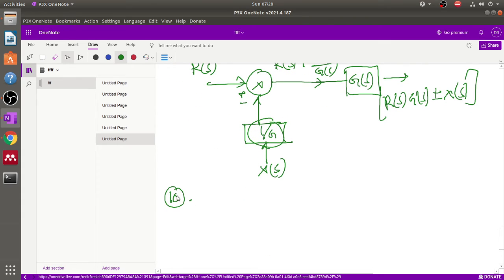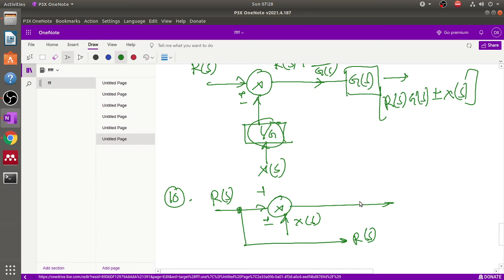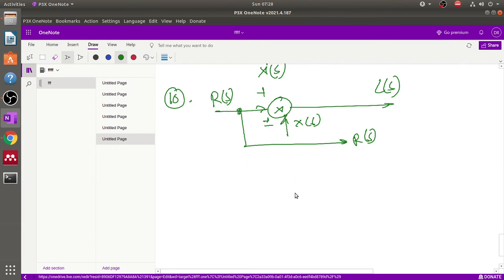So now theorem 10 is the shifting of a takeoff point from a position before a summing point to a position after the summing point. So what will we do? First of all, this is one summing point, this Rs, this plus. Now here we apply this Xs. From here we again get one signal, this is Cs. So now our task is shifting of a takeoff point from a position before a summing point, so shifting this takeoff point.